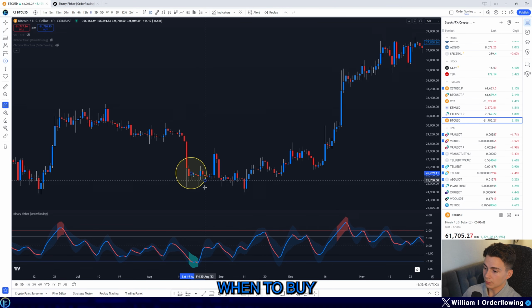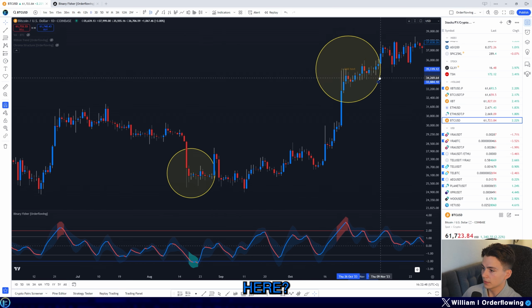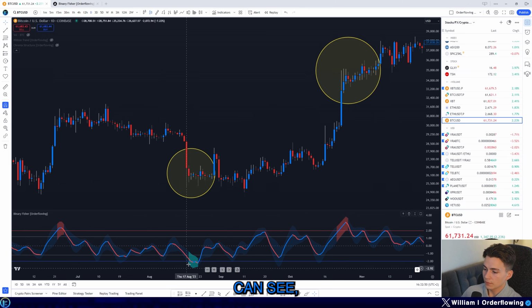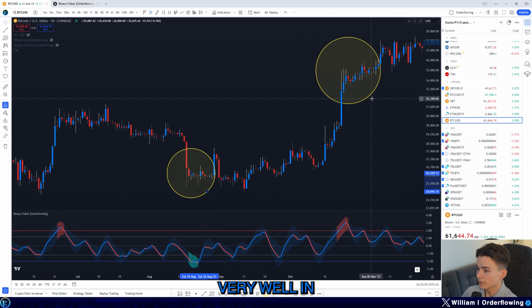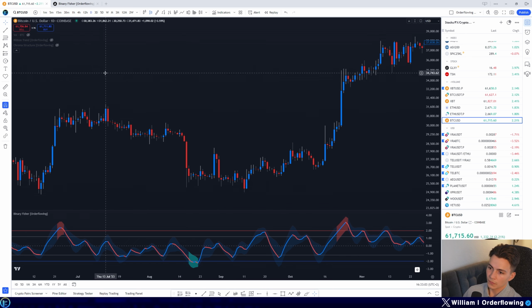Do you want to know when to buy? Down here. And when to sell? Up here. As you can see, the binary Fisher indicator works very well in figuring out where the market will turn and where it's overbought or oversold.